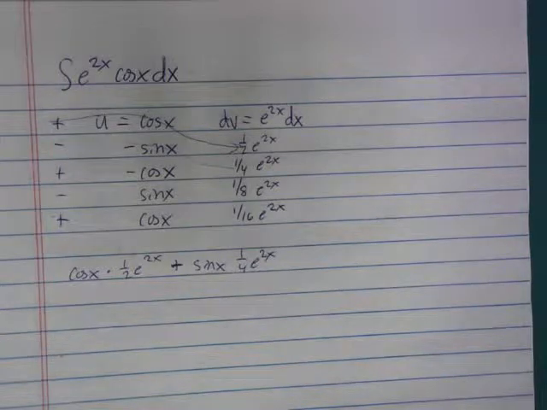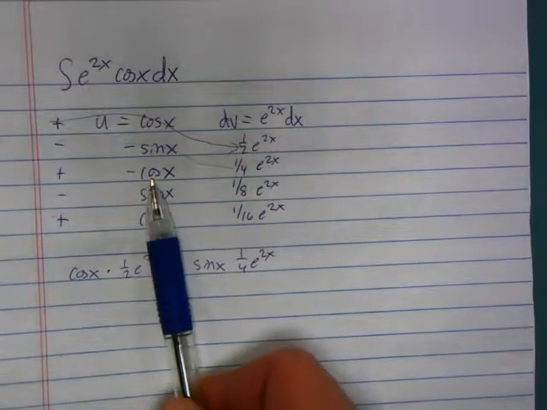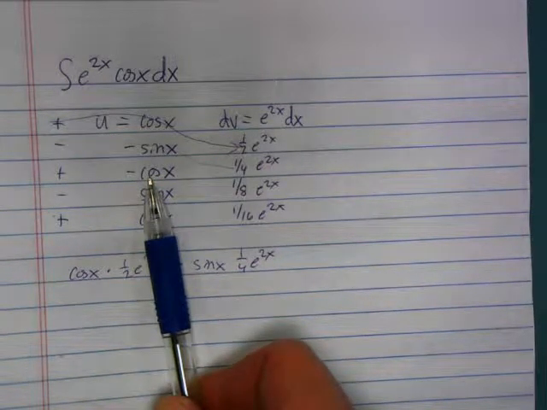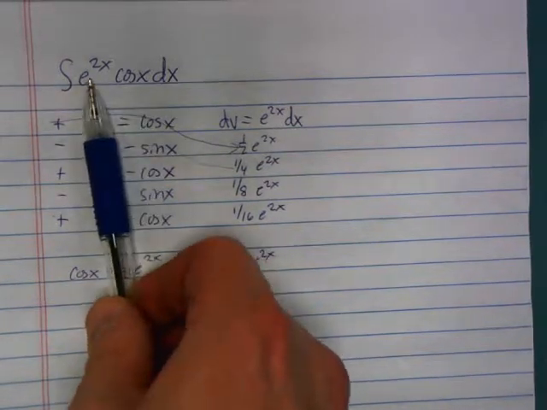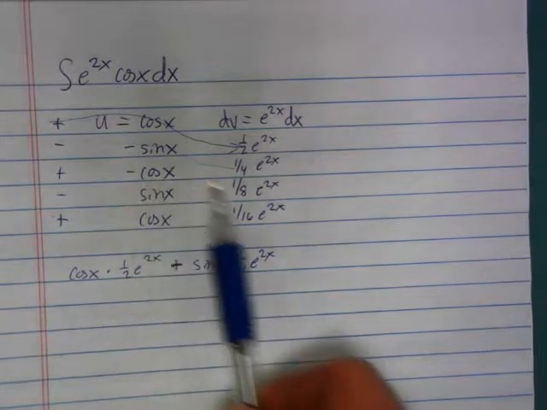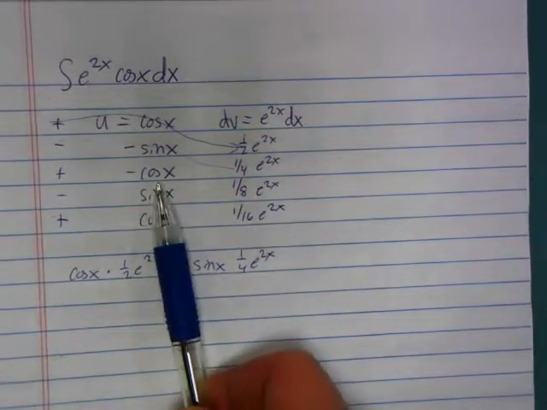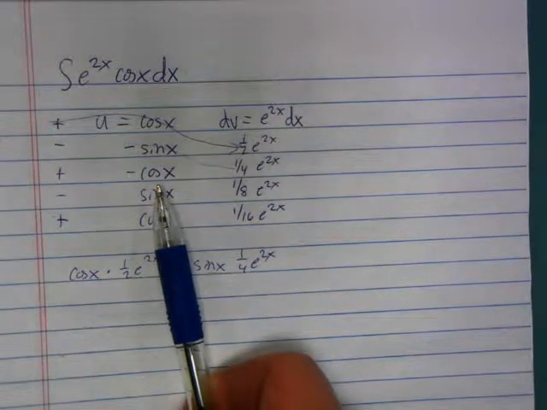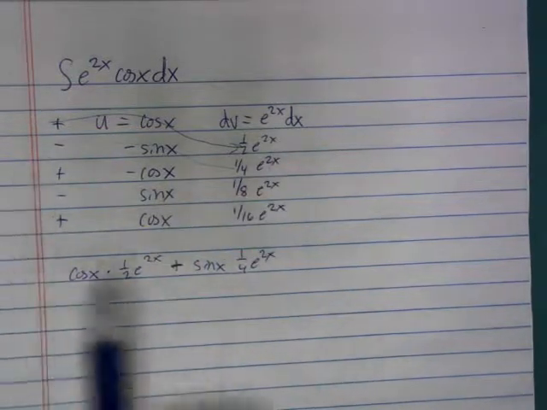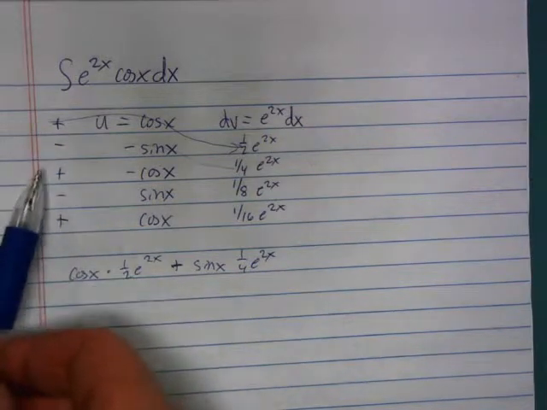But when we go to the next row, we've kind of cycled back to the beginning already, haven't we? Because our original problem had a cosine and an e to the 2x. So here we're going to have a cosine and an e to the 2x. The minus sign doesn't bother us. It's repeated. So what has to happen at this point, the next one is going to have plus, minus. It's going to have a plus, right?